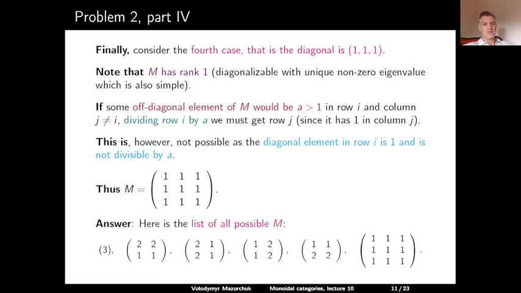Here are the possible matrices M, which square to 3 times itself. It's a matrix 3, the matrix 2, 2, 1, 1, 2, 1, 2, 1, 1, 2, 1, 2, 1, 1, 2, 2, and 1, 1, 1, 1, 1, 1, 1, 1, 1.